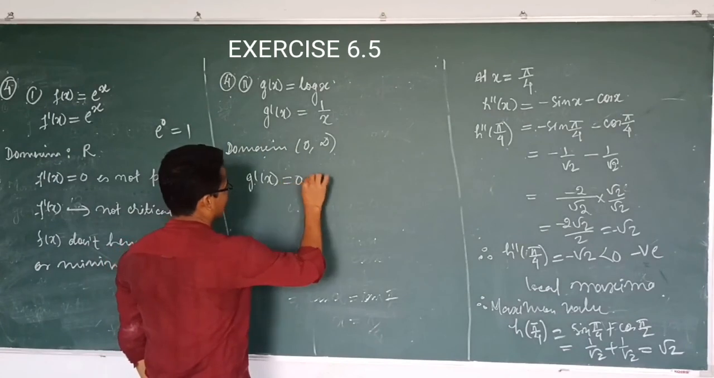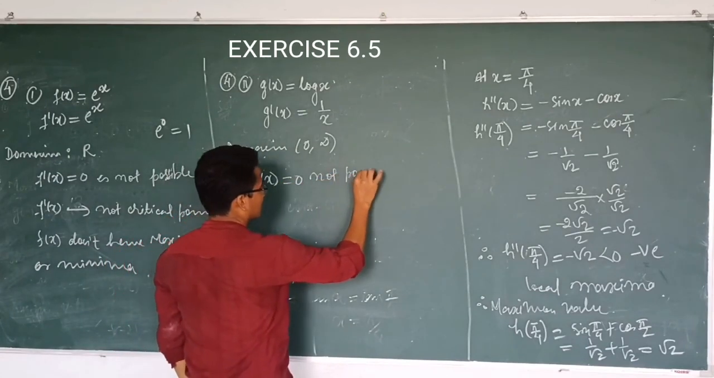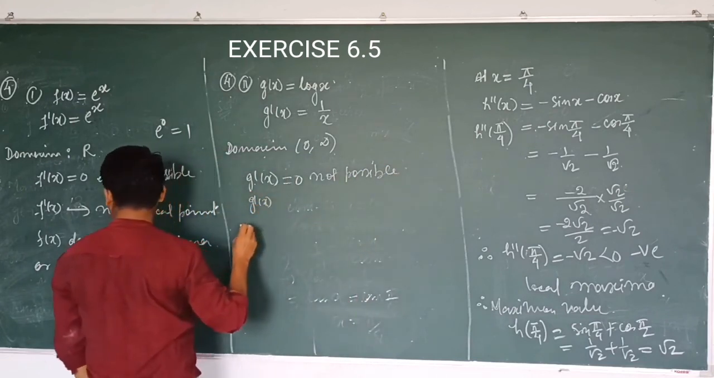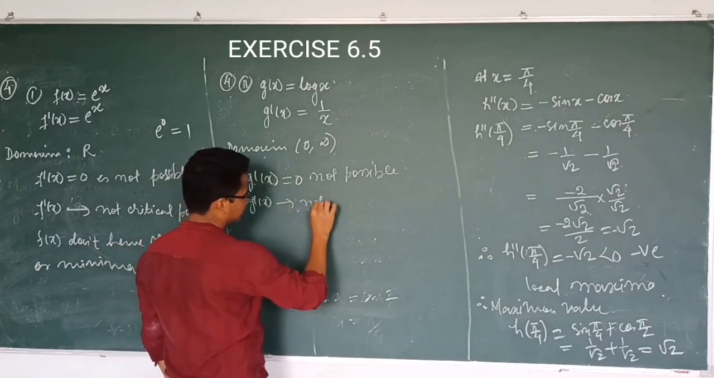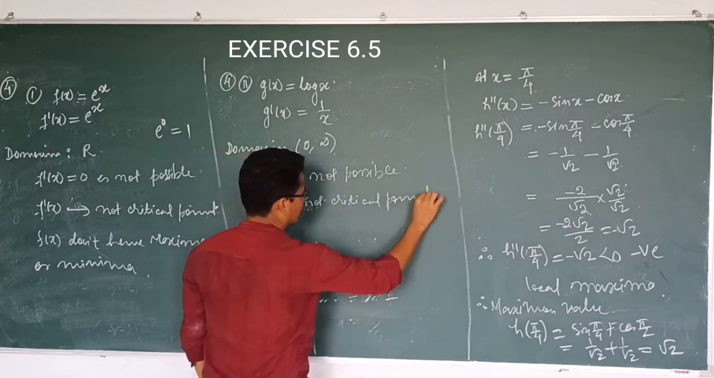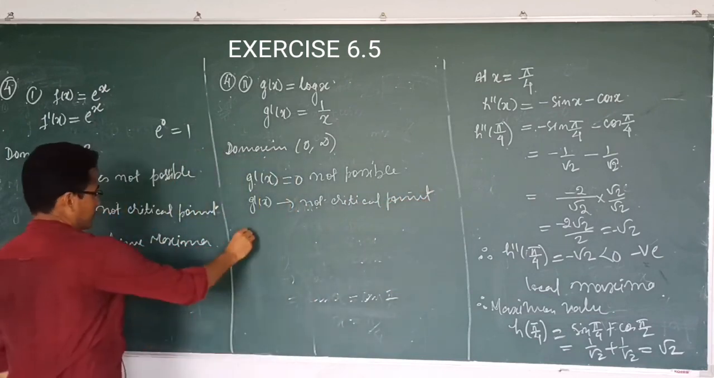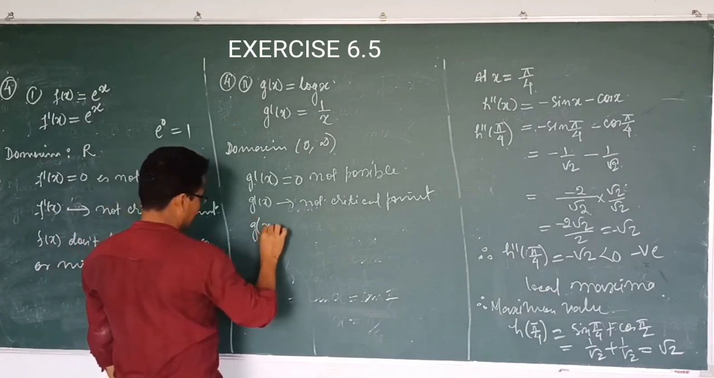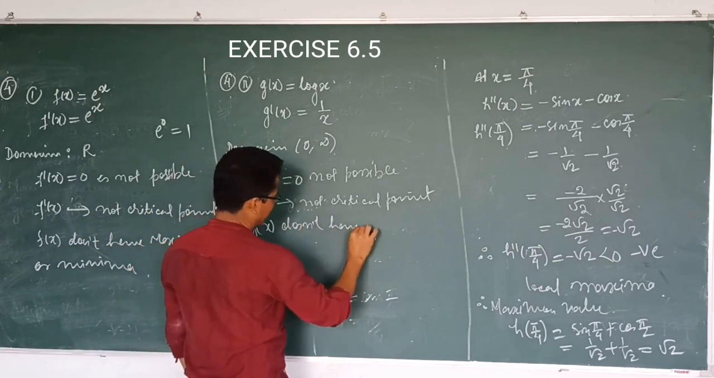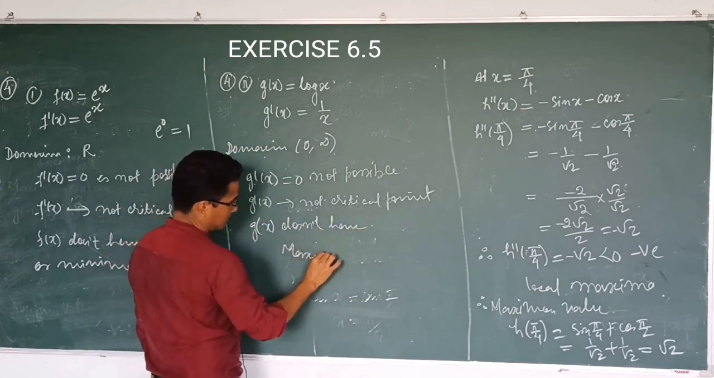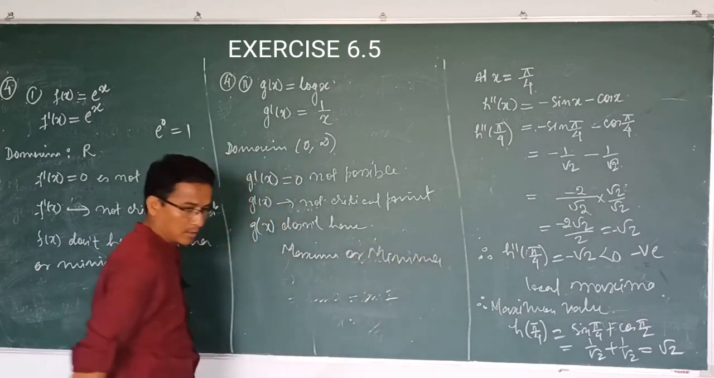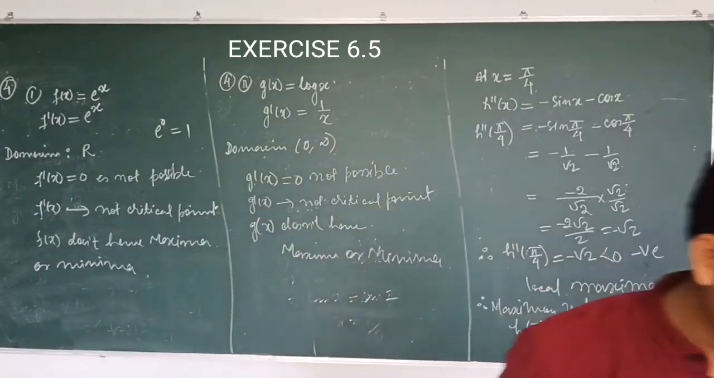So it's not possible. So g dash x does not have a critical point, no critical point. So g of x does not have maxima or minima. So this is question number 4.